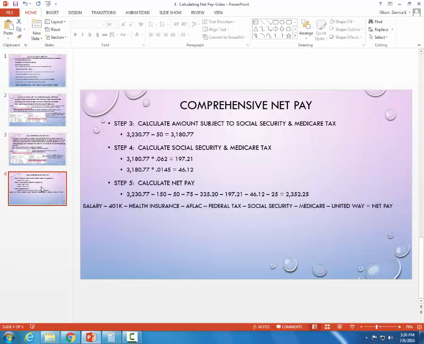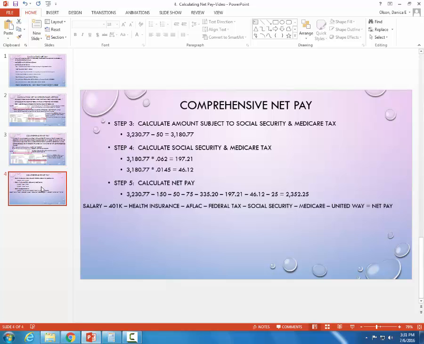Our next step is to calculate the amount that is subject to Social Security and Medicare tax. Amanda's salary is $3,230.77. We subtract out her $50 health insurance contribution to get $3,180.77. The health insurance deduction is the only thing that can reduce the wages that are subject to Social Security and Medicare tax. We now calculate the Social Security and Medicare tax.